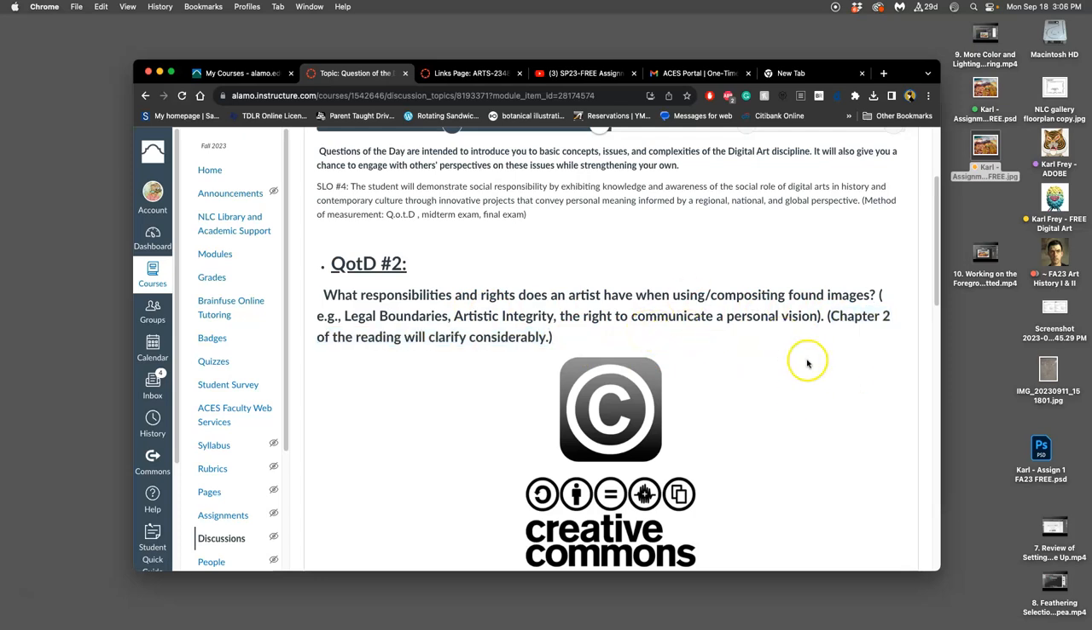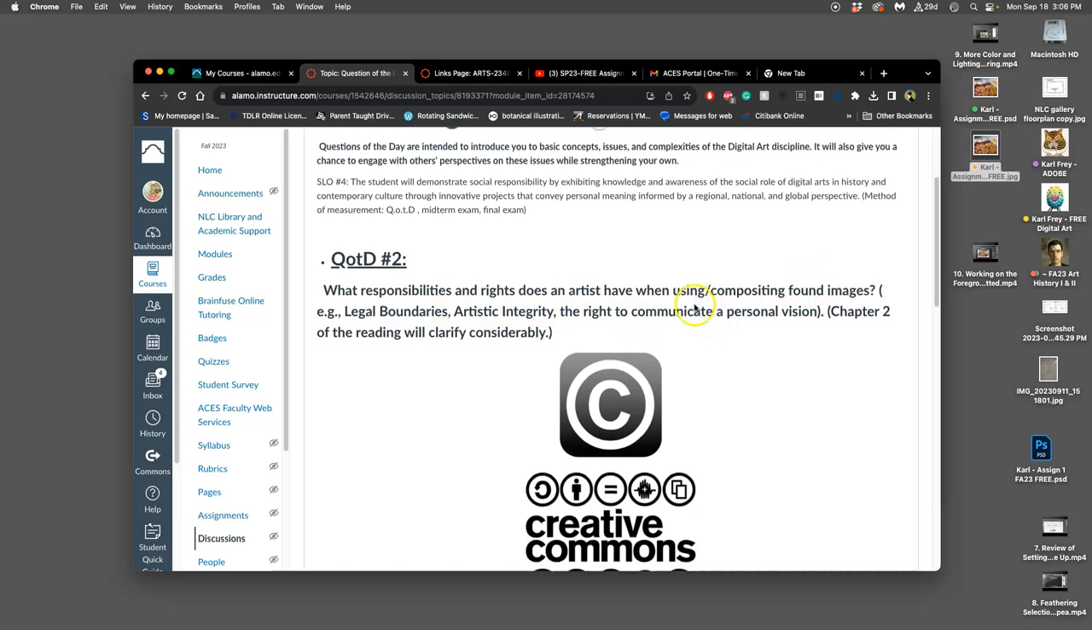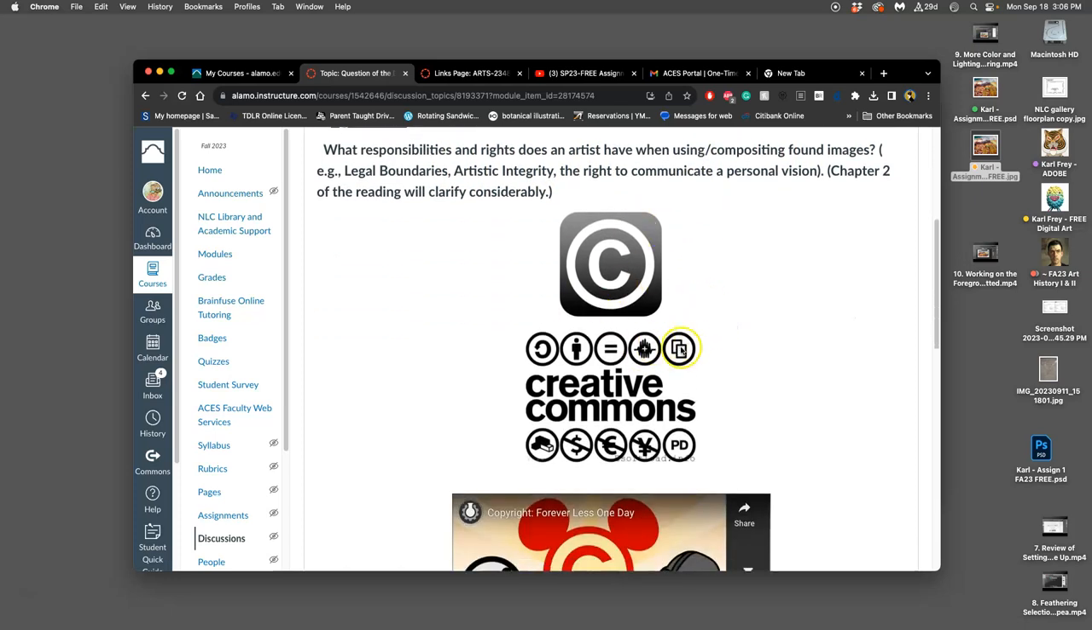In order to inform this question of the day, but also your understanding of what responsibilities and rights an artist has when using other people's pixels and compositing with them: legal boundaries, artistic integrity, the right to communicate a personal vision, etc. I give you some help here.